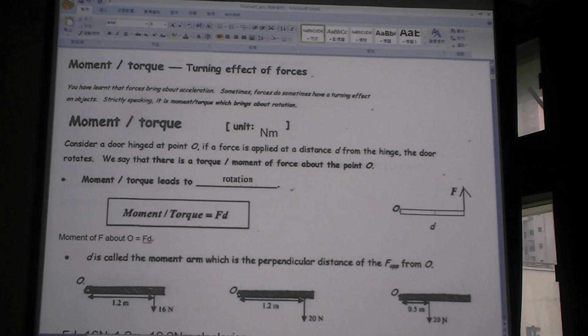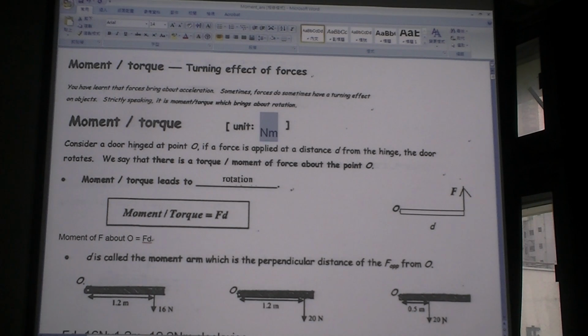Now imagine we've got a door here hinged at the point O, and we apply a force F, which is applied at the point which is distance D from the hinge. Obviously, this door rotates, so forces do sometimes have a turning effect on objects. Now, strictly speaking, it is not force. It's called moment or torque, and it has got a unit Newton meter.